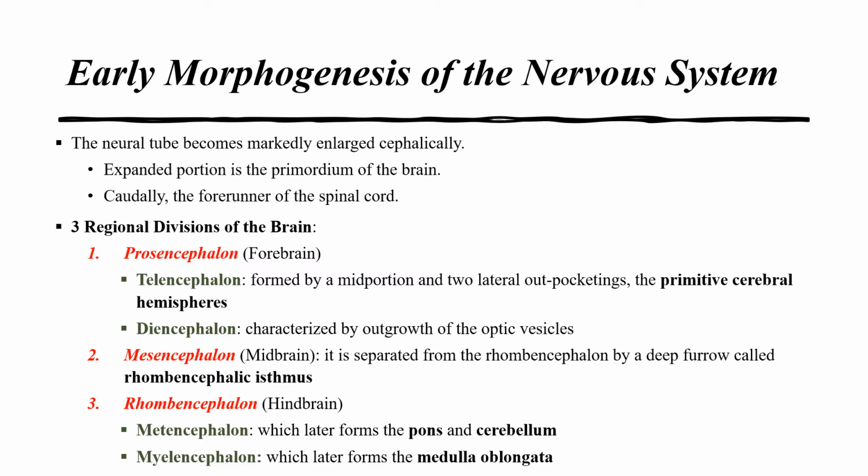Okay, and the next division of the brain would be the mesencephalon, which is usually called the midbrain. It is separated from the rhombencephalon by a deep furrow called the rhombencephalic isthmus. Okay, so basically the rhombencephalon is now your hindbrain, which gives rise to the metencephalon, which later forms the pons and the cerebellum, and then the myelencephalon, which later forms the medulla oblongata.